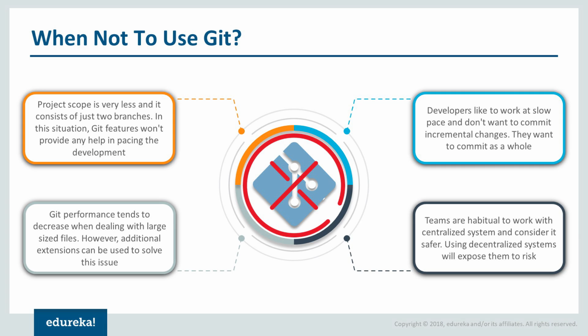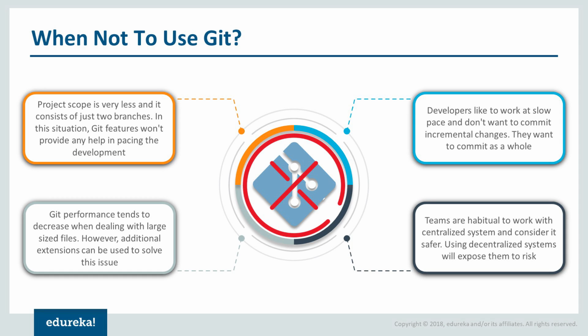Now, when not to use Git: there might be scenarios when you won't want to use Git. Number one is when developers like to work at a slow pace and don't want to commit incremental changes, but rather want to commit as a whole, then Git is not for you. But trust me, once you are committing incremental changes, this is where your project will be more manageable.